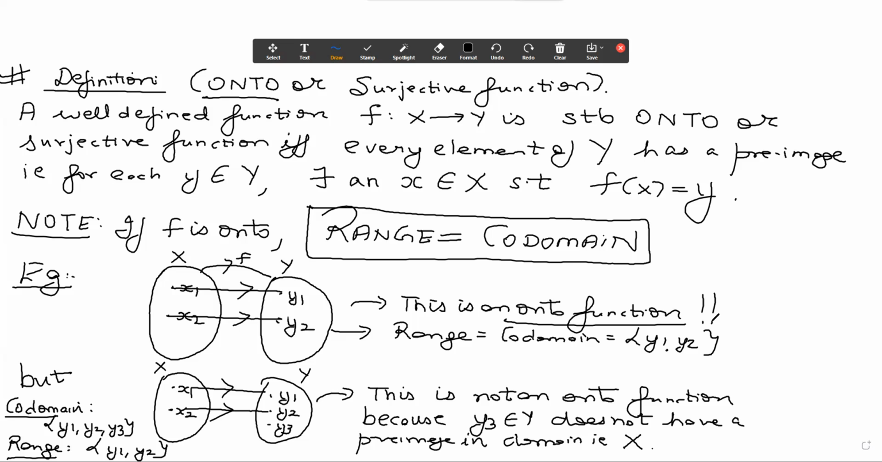Excuse me, sir. Sir, in the second example, in this onto function itself, sir, is this a one-one function? Yes, it is a one-one function. Why? Because every element of x is related, and it is related to exactly one element in y. So this is a one-one function.